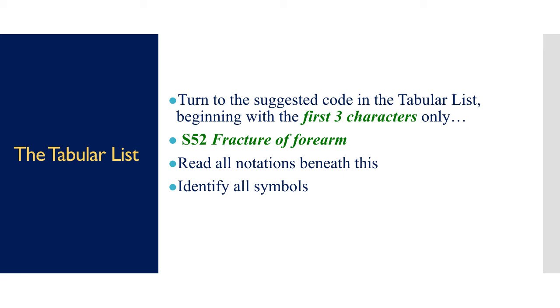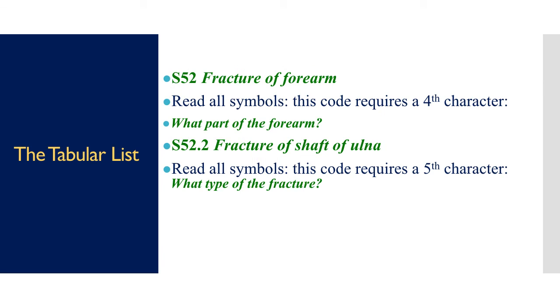So it would be silly if the book is trying to point you right to the correct code. It would be silly for you not to listen. Although you're not really listening, you're reading, okay? So take your time and read carefully and read everything. Okay, as you look below S52, fracture of forearm, you're going to notice that this does require a 4th character. And remember that in ICD-10, there is always a dot between the 3rd character and the 4th character. Always, always, always. Okay? And so that brings us to fracture of shaft of ulna.